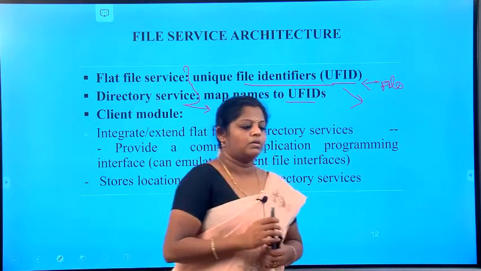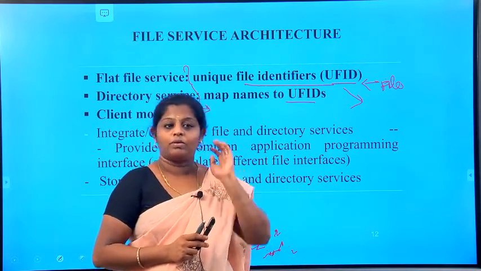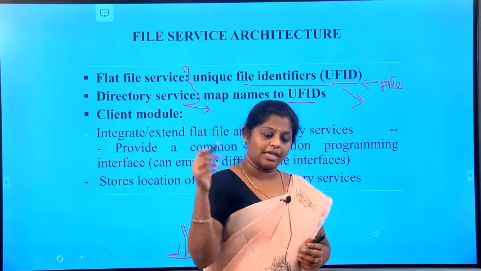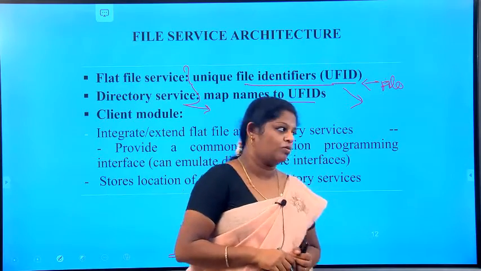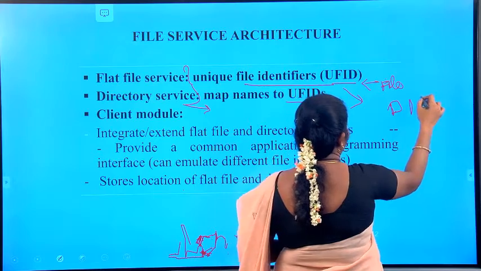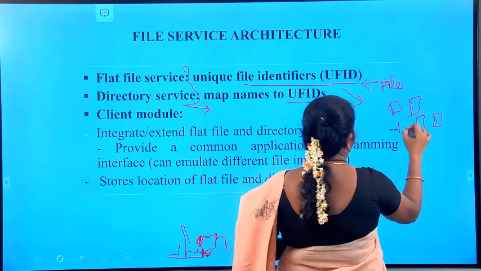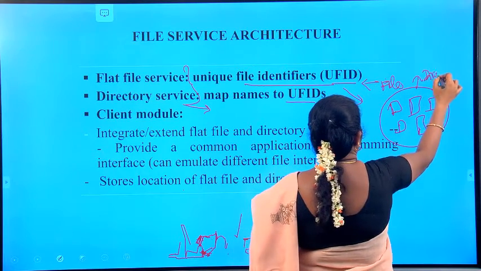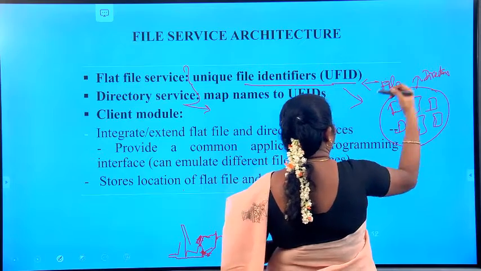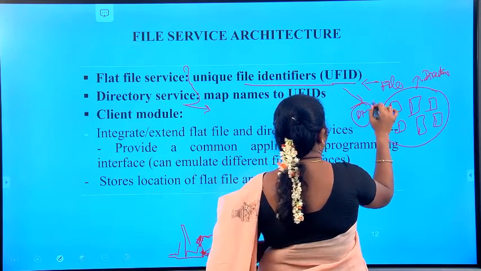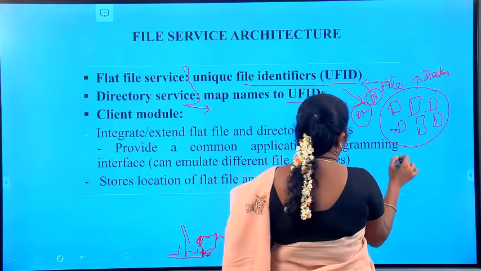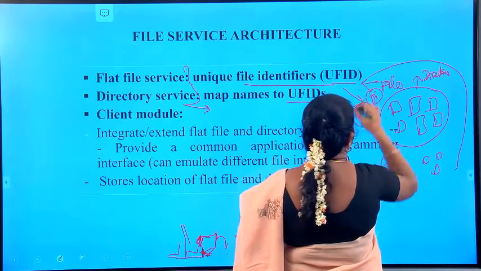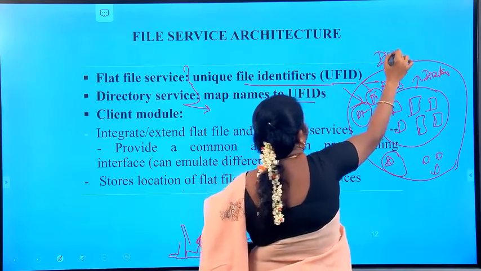Now we'll see the directory. What does a directory mean? A collection of files we can call a directory. You can even keep a directory inside another directory. For example, if we have five or six files, you keep them in one directory, and then you have some other directories, and some files outside. All together you can keep them in another directory. Like that we can keep it.